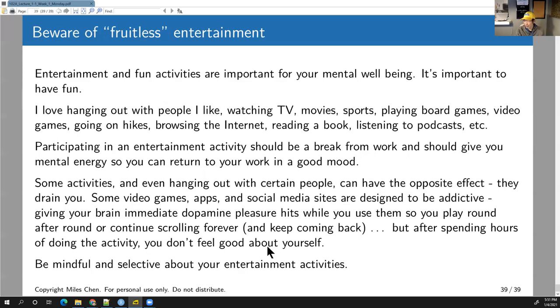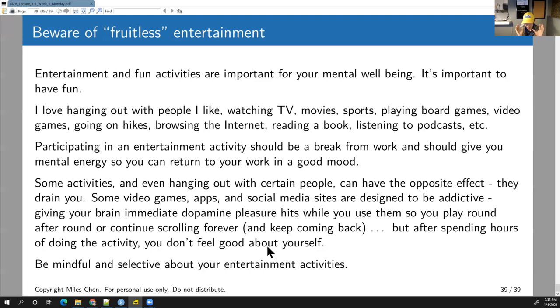Oh, last warning. Okay. And it's 5:51. And so I know class is over here, but let me just say 1 or 2 minutes here. I want to just warn you of fruitless entertainment. Entertainment and fun activities are important for your mental well-being. It's important to have fun. Fun is an important thing of life. So, I like hanging out with people, watching TV, movies, sports, playing board games, playing video games, reading a book, listening to podcasts. Those are all great.